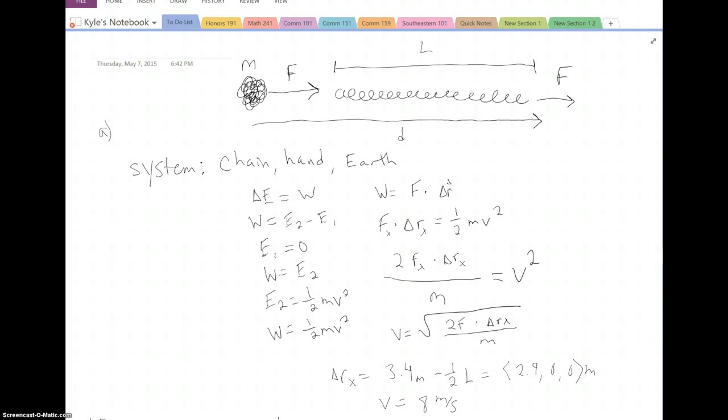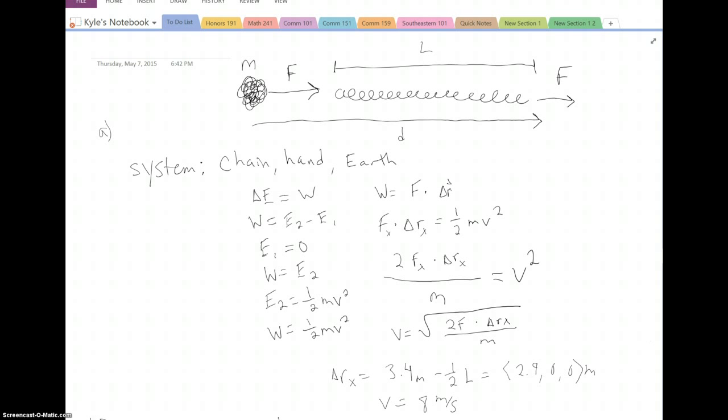First thing that we want to solve for asks us what is the speed of the chain at this instant. The instant being us pulling until we make it reach a distance of 3.4 meters. Alright, so first we define our system. Just include everything here, the chain, hand, and earth. It includes all the forces.